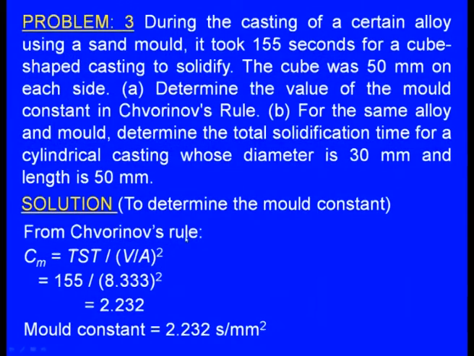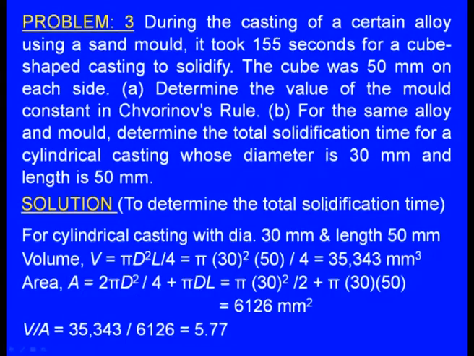Now from Chvorinov's rule, Cm is equal to TST divided by V by A square. So that is equal to 155 divided by 8.333 square. And if we simplify this, it will become 2.232. So the mold constant in this problem is 2.232 seconds per square millimeters. Next problem is to determine the total solidification time.